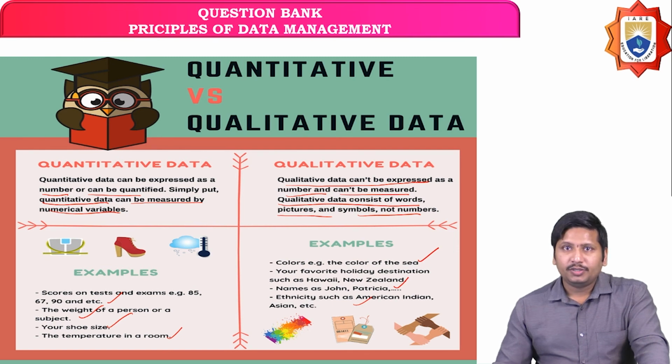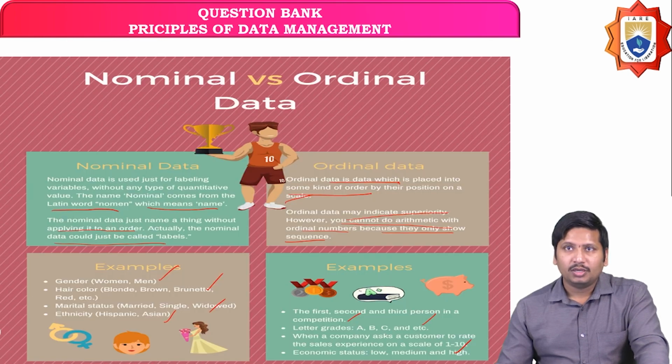Quantitative data and qualitative data. So the quantitative data will be expressed as a number and can be quantified. Simply, the quantitative data can be measured by numerical values, and qualitative data cannot be expressed as a number and cannot be measured. So the qualitative data consists of words, pictures, symbols, and not numbers. So examples will be scores on tests and exams, and then colors of the sea will be an example of the qualitative data. And then nominal and ordinal is another kind of data.